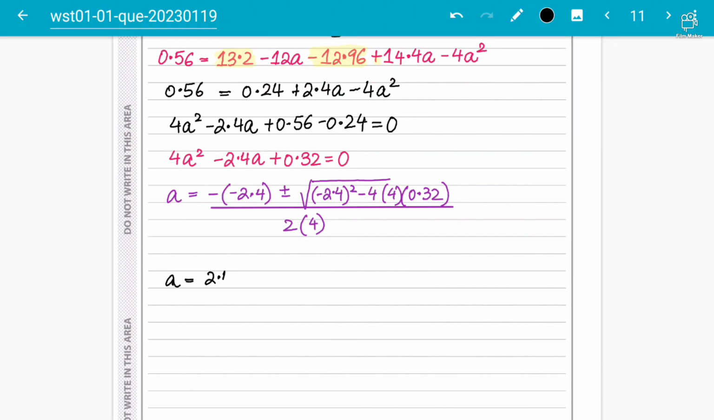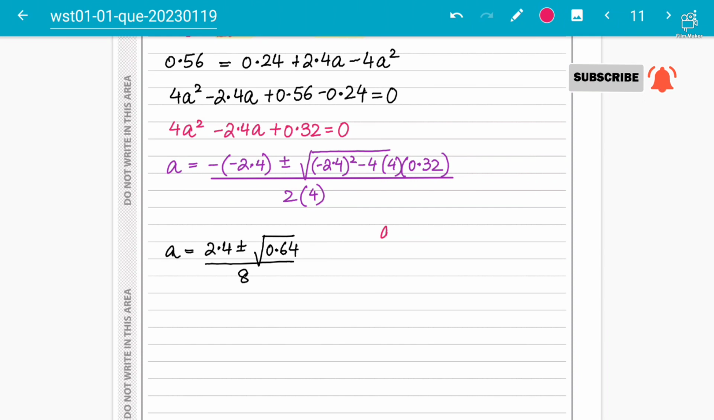So it will be 2.4. I'll just simplify this in the calculator and give the final answer. So 2.4 square and minus 4 times 4 times 0.32. So I'm going to get it as 0.64. So 2.4 plus minus the square root of 0.64, divided by 8, and here we go. So one answer will be 2.4 plus square root of 0.64.